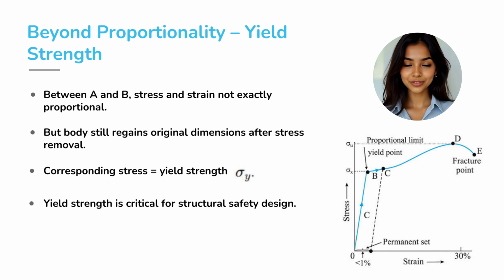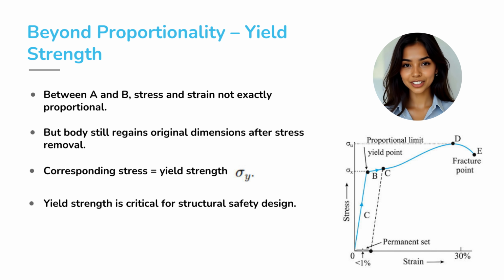But what happens if we keep pulling past point A? Between A and B, stress and strain are no longer strictly proportional, yet the material is still forgiving. Remove the load, and it snaps back to its original dimensions. At point B, though, we hit the elastic limit, also called the yield point.